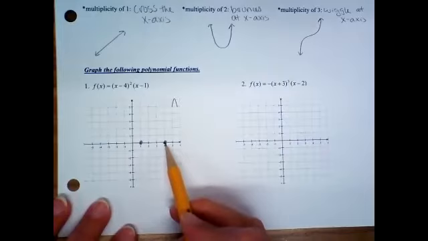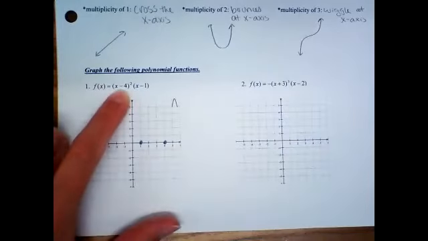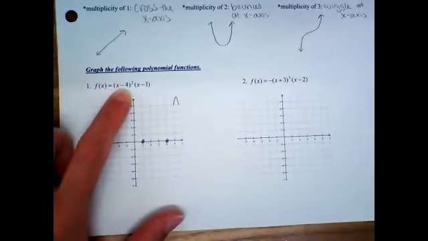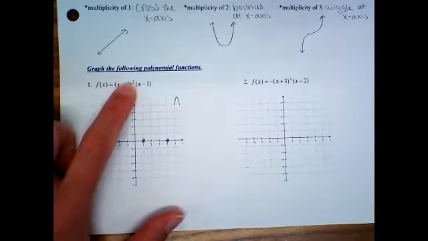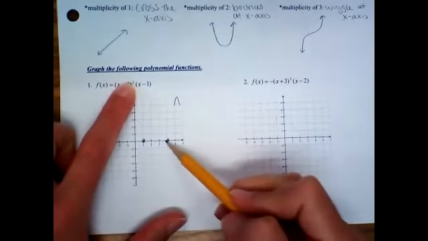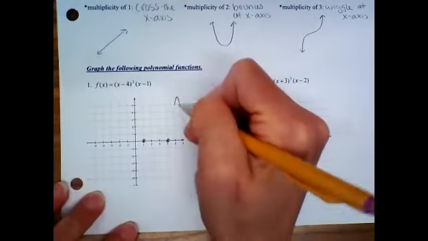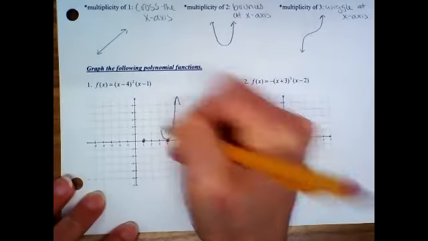All right, so look, when we get to 4, we're going to look at the factor with the 4 in it. What is the power on that one? Good, 2. So what are we going to do at the 4? Bounce. So when you get to that, make it look like a parabola.